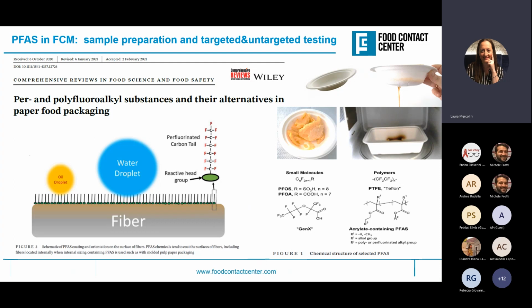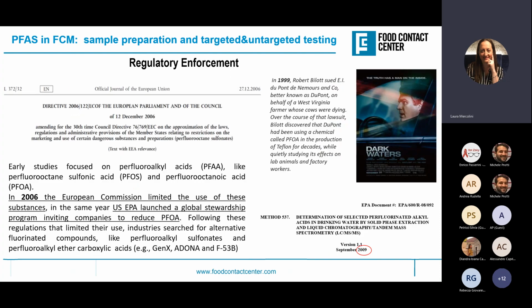So we are in the period of what we call paperization. Every company is trying to eliminate plastic in order to use only paper, but of course it's not easy to have the same performance if we have cellulose fibers.